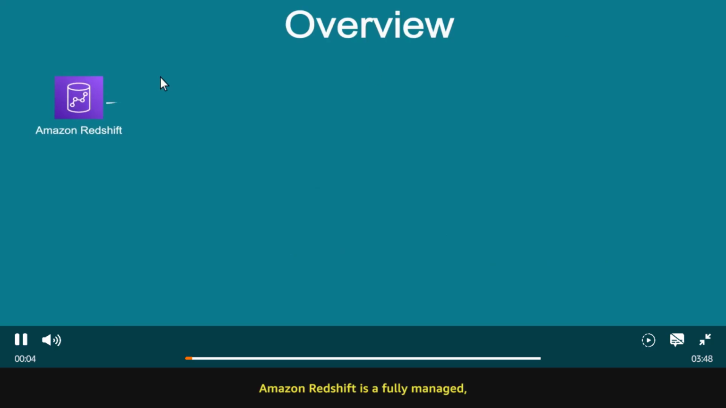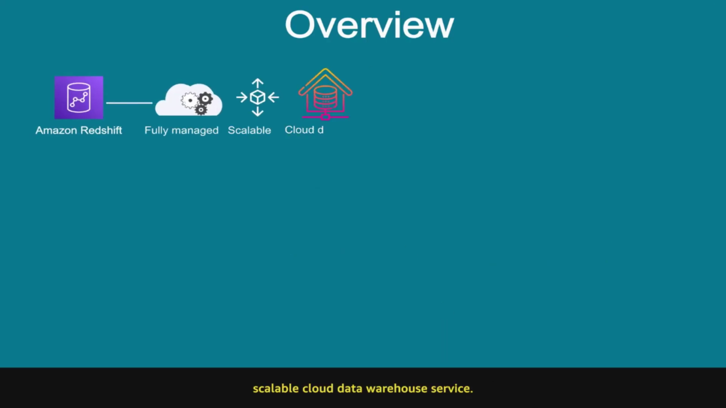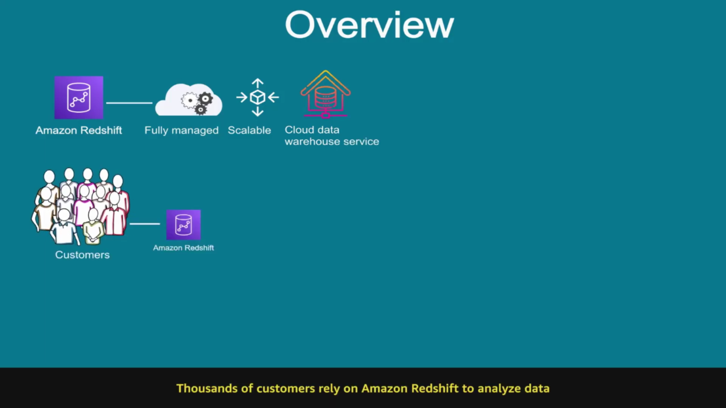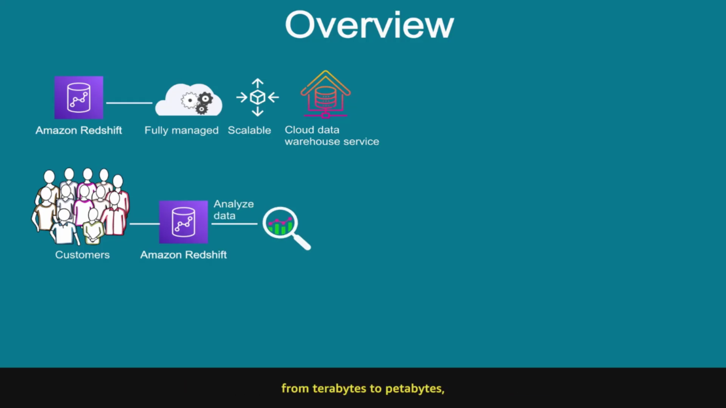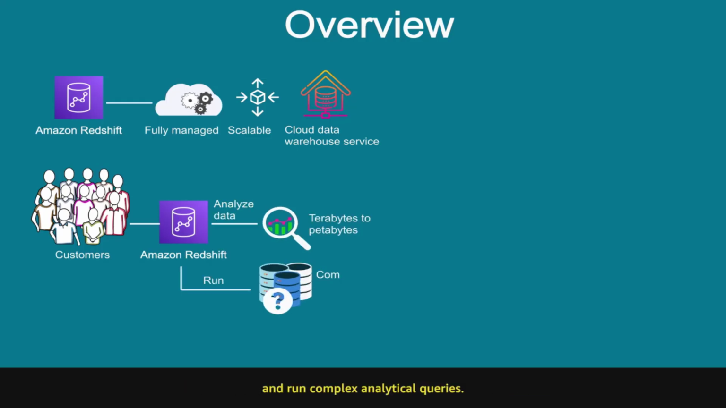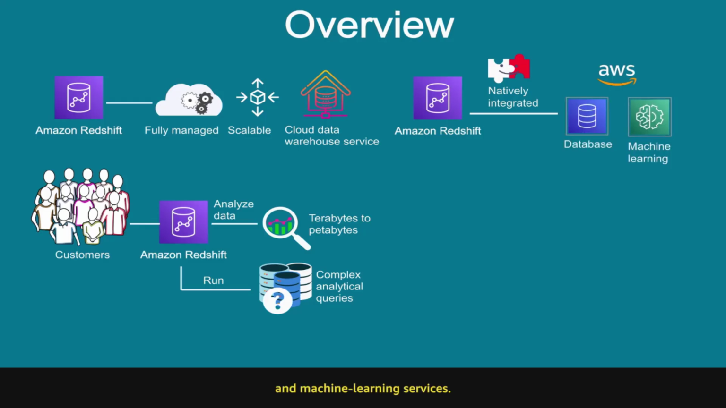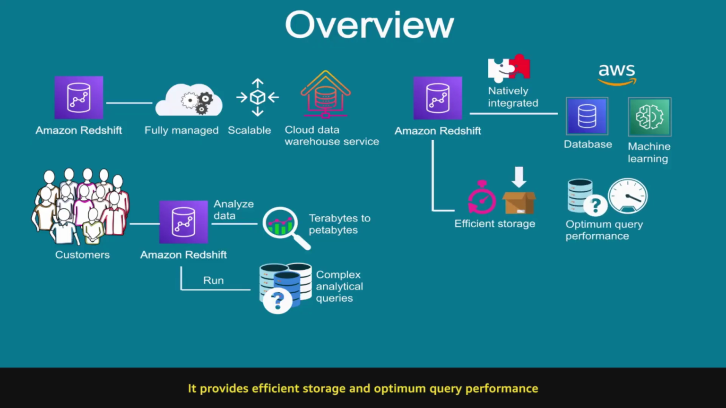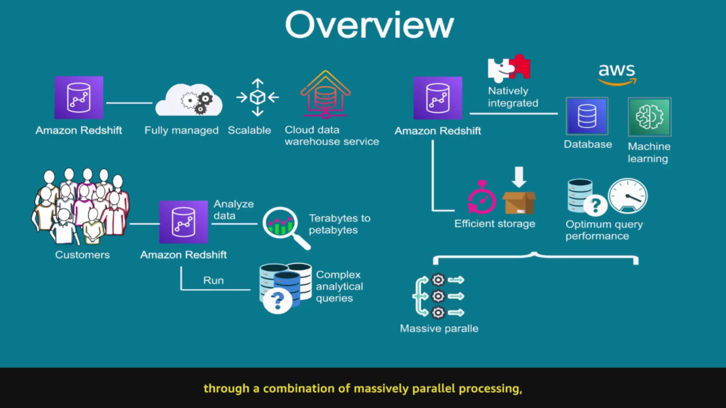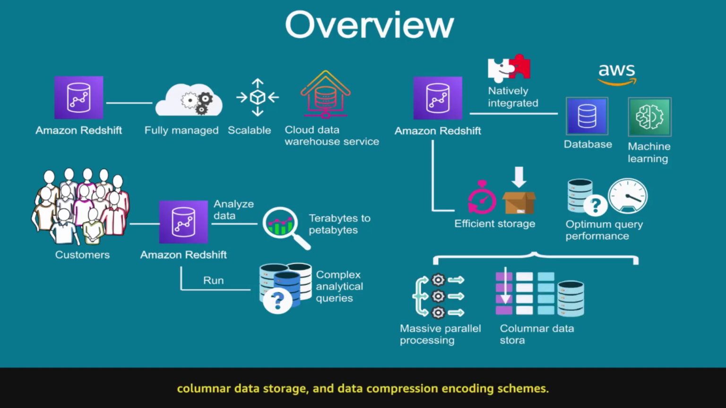Amazon Redshift is a fully managed, scalable cloud data warehouse service. Thousands of customers rely on Amazon Redshift to analyze data from terabytes to petabytes and run complex analytical queries. Amazon Redshift is natively integrated with AWS services, database, and machine learning services. It provides efficient storage and optimum query performance through a combination of massively parallel processing, columnar data storage, and data compression encoding schemes.